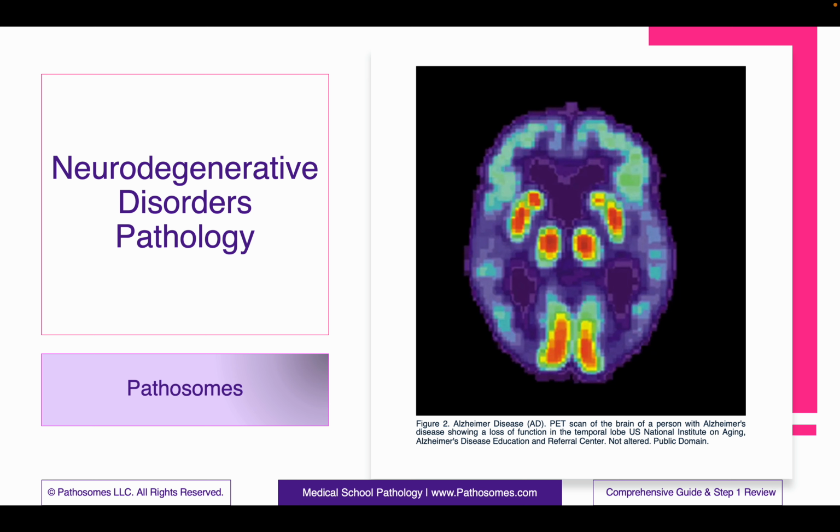This is an image right here of a PET scan of the brain in a person with Alzheimer's disease. We're going to be discussing this and other conditions that you must know in this presentation on neurodegenerative disorders pathology.